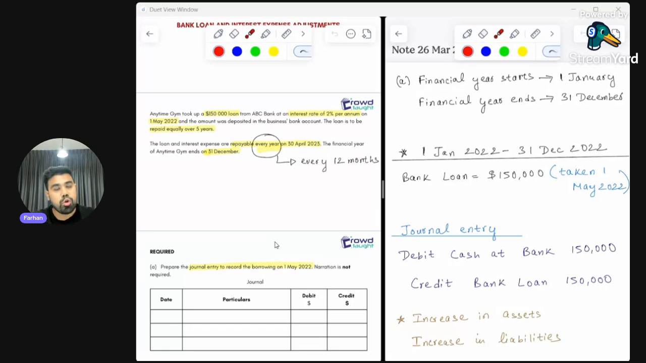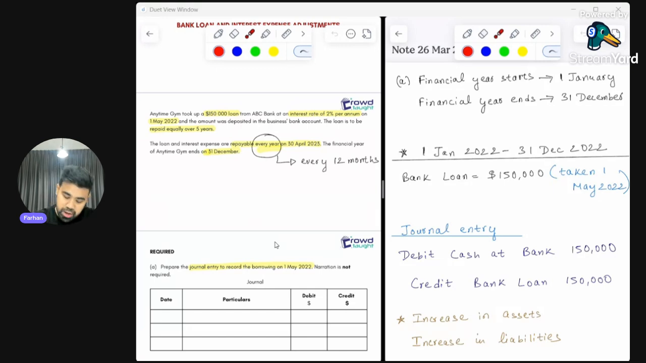We are crediting the bank loan account by $150,000 because the bank loan account in itself is a non-current liability account. The reason we are saying it's a non-current liability account is because this loan is repaid over 5 years, okay? And all liabilities when they increase are credited. So that's why we are crediting the bank loan account. So to answer our first part of the question, to record the borrowing on 1 May 2022, we have to debit the cash at bank account by $150,000, which reflects an increase in assets, and we credit the bank loan account by $150,000, which reflects an increase in liabilities.